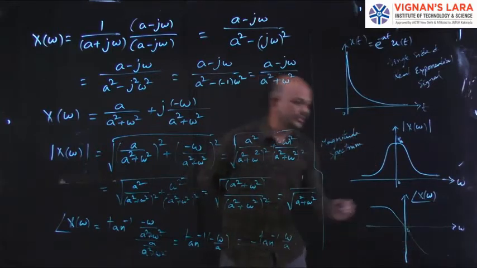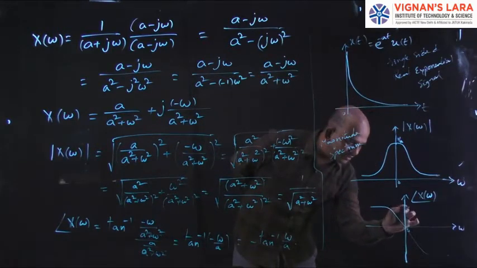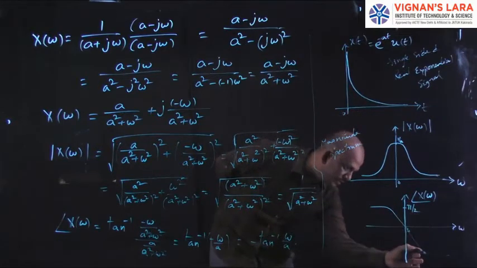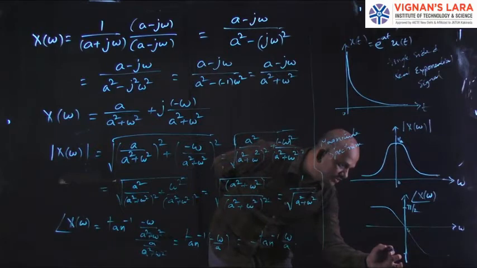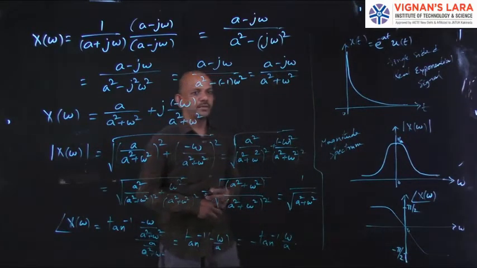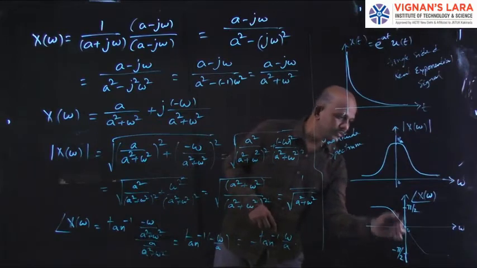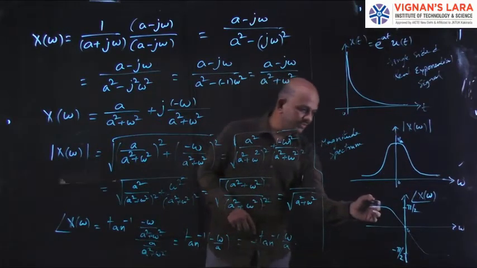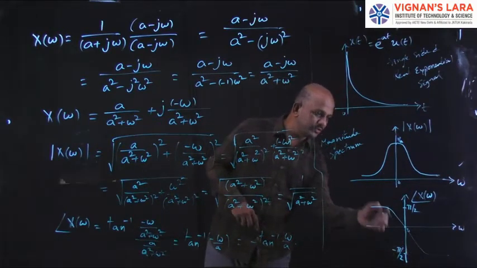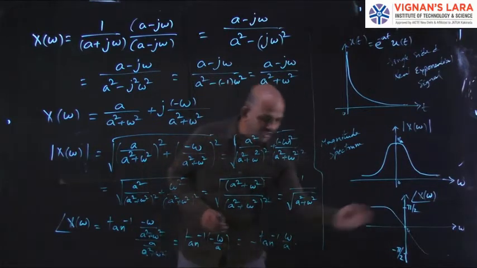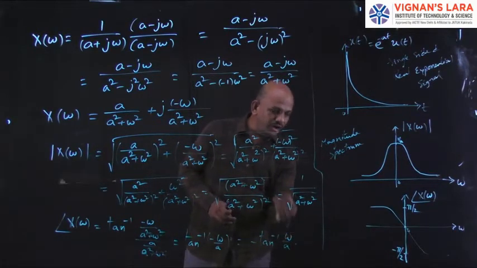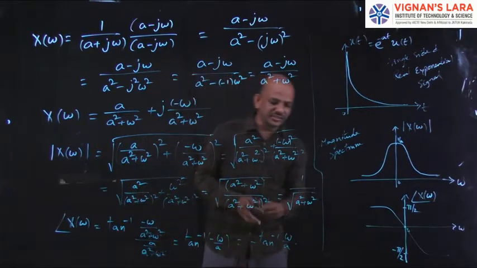Here, this value is pi by 2. In the same way, this value is minus pi by 2. So for the phase angle, the maximum value will be pi by 2 and the minimum value is minus pi by 2. For different values of omega, we will get different values.